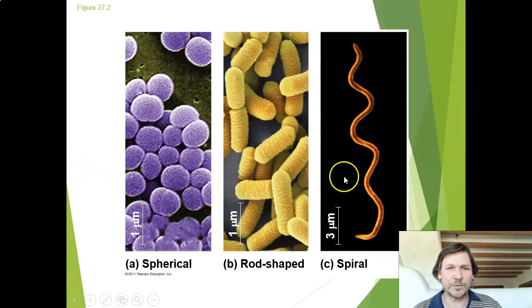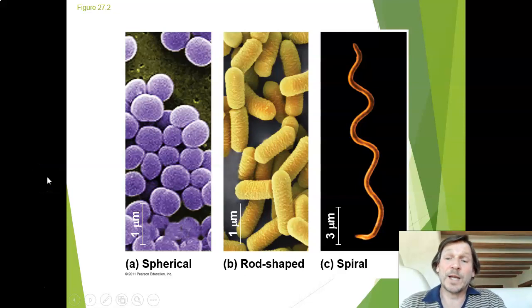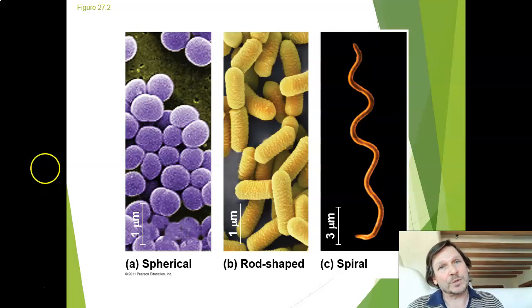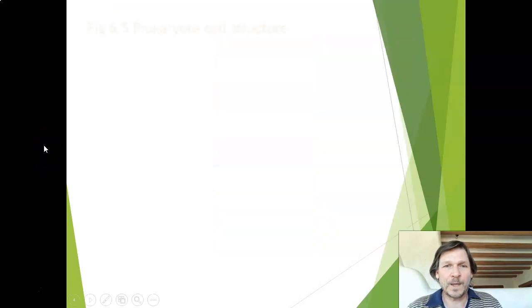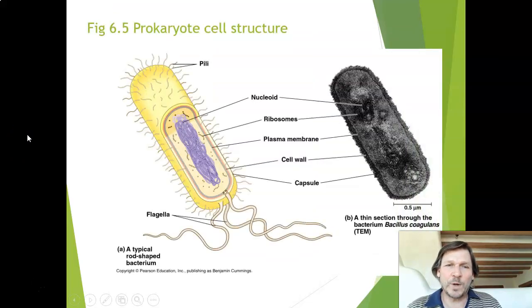And so here are three different shapes. Colored electron micrographs show you three different shapes. And again, we'll be going over this in lab, and you'll see them under the microscope. We're going to take advantage of one feature of the cell wall when we get to it and do a gram stain.